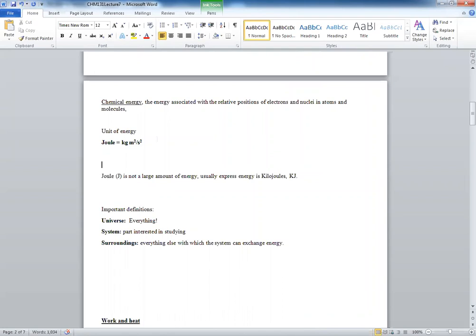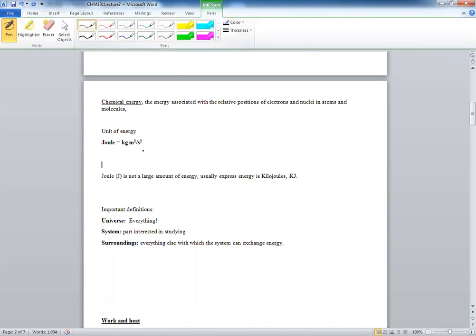We also need to introduce another unit that we use for heat, and that is the calorie. And you need to know, it's cal if it's just calorie. Make this c lowercase. And it's equal to 4.184 joules.